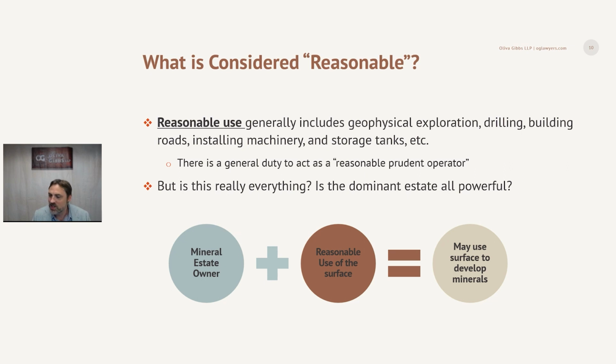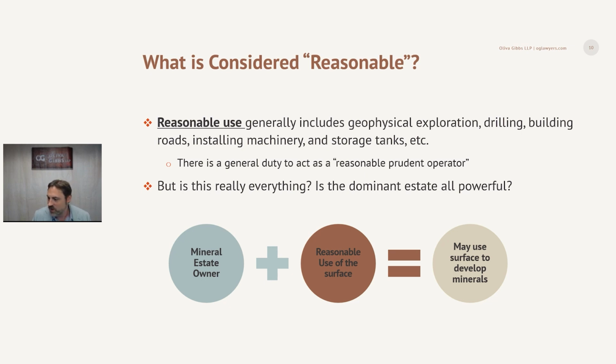So reasonable use generally, and this is based on various cases over the years, is going to include things like geophysical exploration, seismic drilling, building roads, installing machinery, storage tanks, batteries, things like that. There's also this general duty to act as a reasonable, prudent operator under a lease. This is an implied covenant under the lease. It oversees the various other implied covenants. And no matter what, you're always going to be expected to act as a reasonable, prudent operator. I'll explain a little bit later why I think that's important in this context. But for now, just understand that that's another kind of reasonable analysis that goes on here.